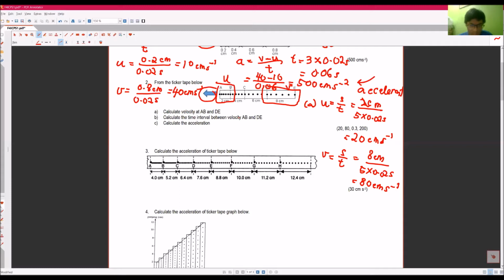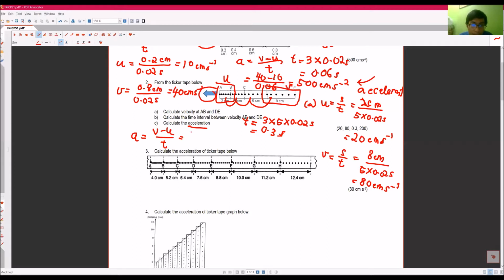Now we move on to B: calculate the time interval between the velocity AB and DE, which is between the initial and final velocity. Same as before, we calculate the number of jumps: 1 jump, 2 jumps, and 3 jumps. So 3 times 5 dots per jump, and 1 dot is 0.02 seconds. This is the t, and we get 0.3 seconds. Okay, so we have all the information needed to calculate the acceleration: the initial velocity, final velocity, and the time taken. So we just plug into the formula.